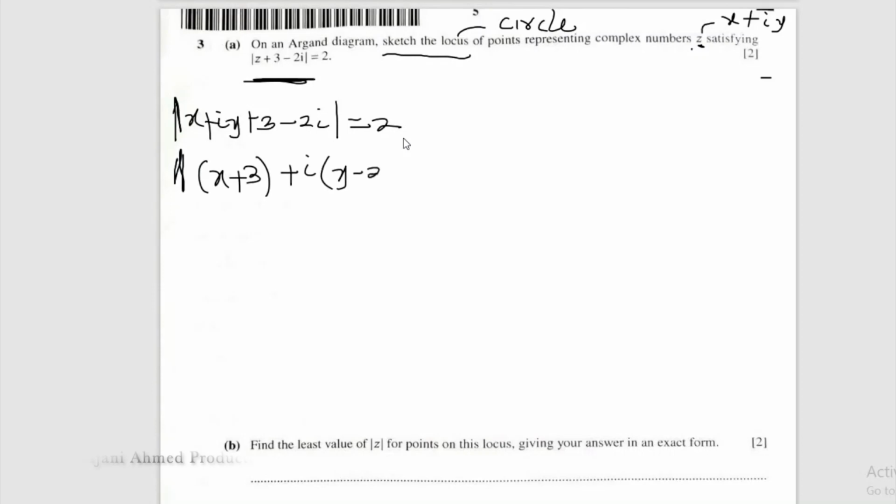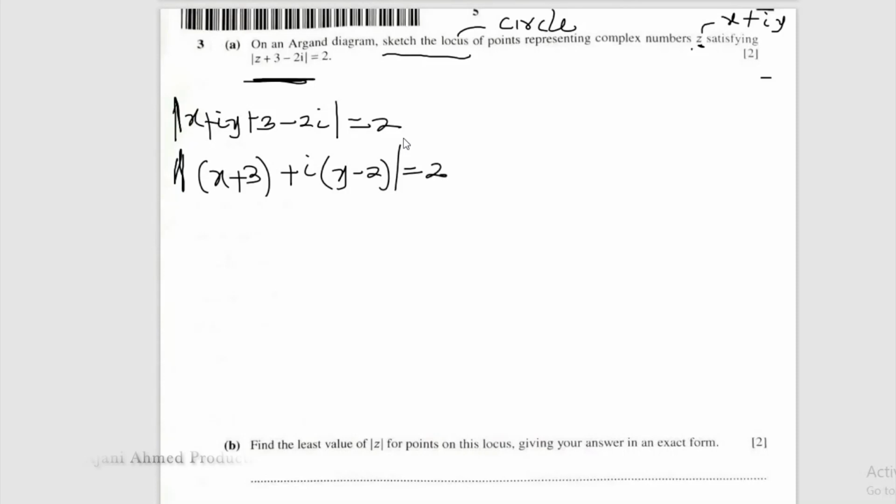We have this. Z, like I said, is x plus iy, plus 3 minus 2i, equal to 2. So let's rearrange it. It means x plus 3. I'm putting the real number together and the imaginary number, just rearrange it to put them in one place, equal to 2.